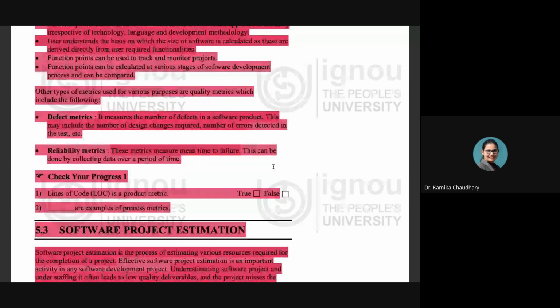So reliability matrix means to basically calculate how reliable our software is, how much less amount of the time it is taking, or how much more amount of the time it is taking to fail. That is being considered in the case of the reliability metrics, and the defect metrics mainly focuses on the defect part of any of the software product. Understood?